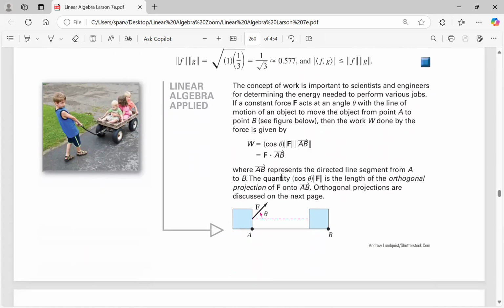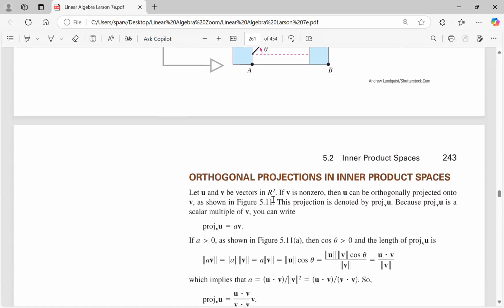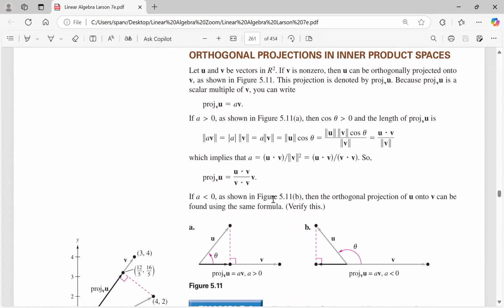This is just an example of a dot product. It's showing you how to calculate the work done pulling a wagon here. The kid is pulling the wagon. So you may have seen this in physics, even in calculus classes in third semester. All right, let's continue on. Now, the next segment deals with orthogonality. So we're looking at orthogonal projection in inner product spaces.